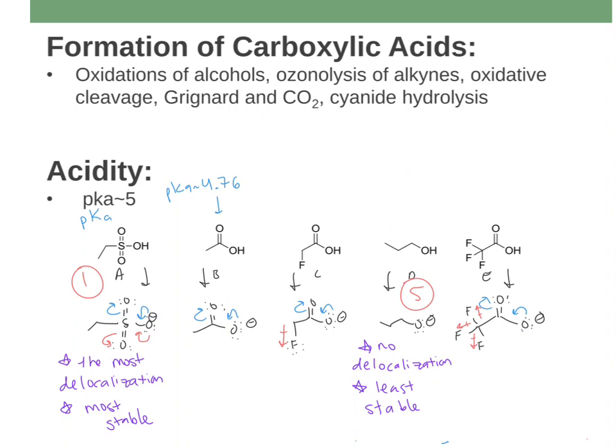And if you remember that anions are unstable because they have too many electrons, they're negative, then helping to spread out that negative charge is going to stabilize it and lower the energy. So these fluorines are going to help here.